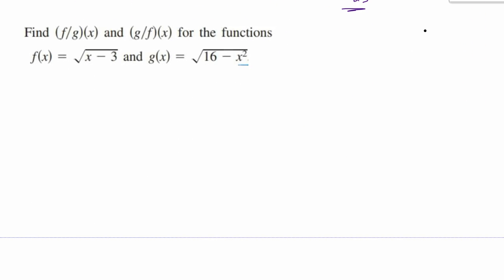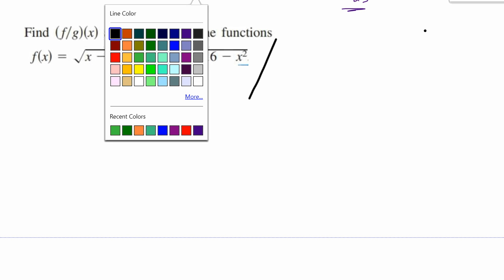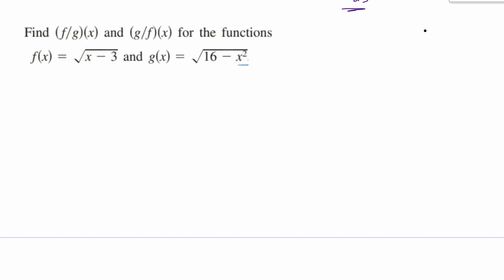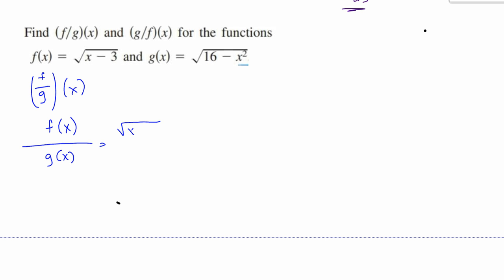Okay, down here, oh, we have radicals. That's okay. Same idea, and you should have just reviewed how to multiply and divide radicals. We're going to keep it easy for these ones, and we're just going to fill them into the formulas. We're not going to worry about rationalizing. So f divided by g of x means we're going to take f of x on top, divided by g of x on the bottom. f of x is square root of x minus 3 over g of x, which is square root of 16 minus x squared. And again, we're not going to rationalize.